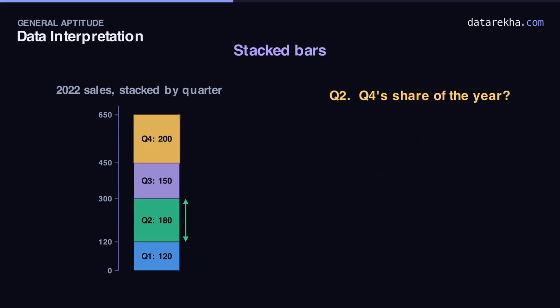And the fourth quarter's share of the whole bar? Its thickness is 650 minus 450, 200. And as a fraction of the full 650, that's the same 30.8% we found before. The stacked bar just tells the same story a different way.